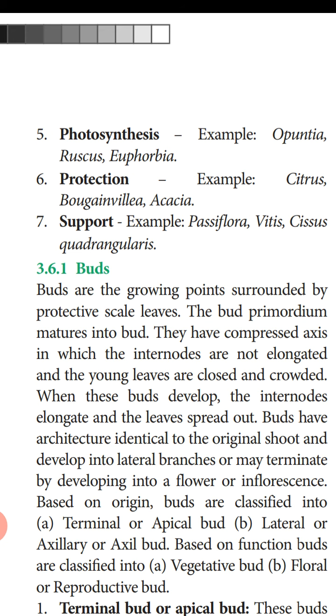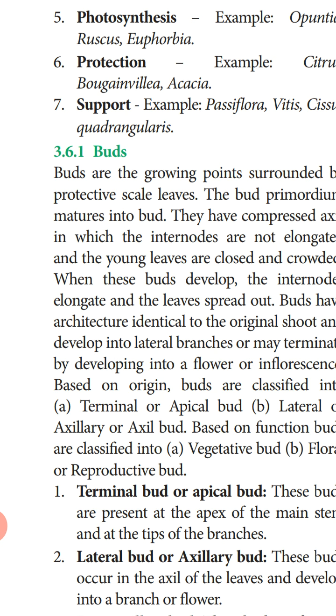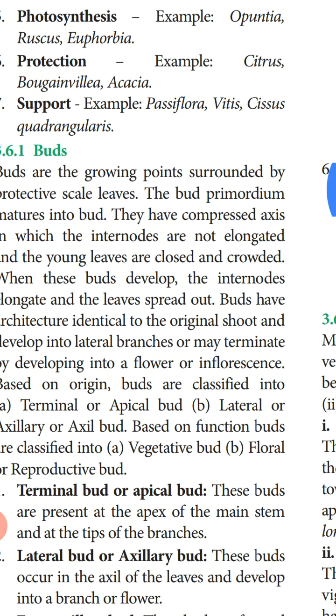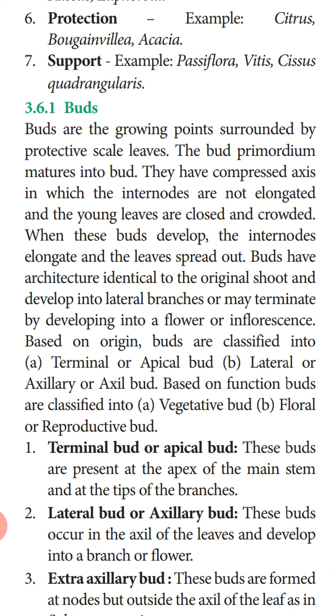Based on the origin, the buds are classified as terminal and lateral, so there are basically two types of buds: terminal buds or lateral buds. Based on where they are present, if a bud is present on the tip of the plant, it is called the terminal bud or the apical bud. If the bud is present on the side, not at the tip but somewhere along the length of the stem, then it is called the lateral bud or axillary bud.